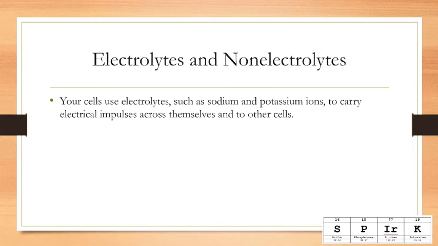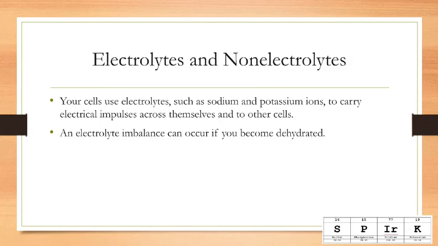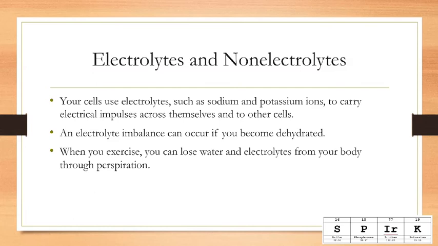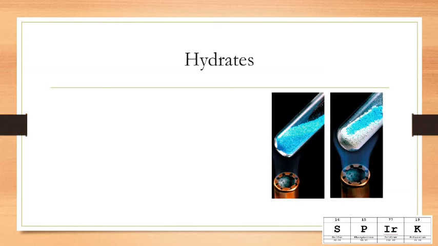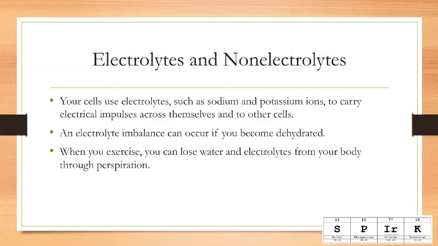Your cells use electrolytes, such as sodium and potassium ions, to carry electrical impulses across themselves and to other cells. An electrolyte imbalance can occur if you become dehydrated. When you exercise, you can lose water and electrolytes from your body through perspiration. That's why we drink a lot of sports drinks, and they're very popular nowadays. They say replenishing your electrolytes, things of that nature. That is for your cell and your body recovery.